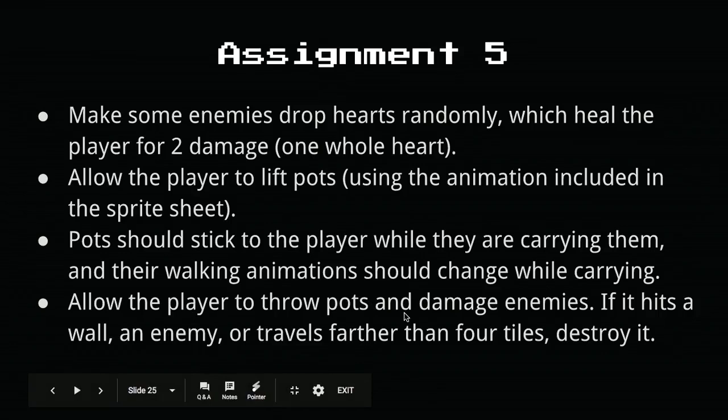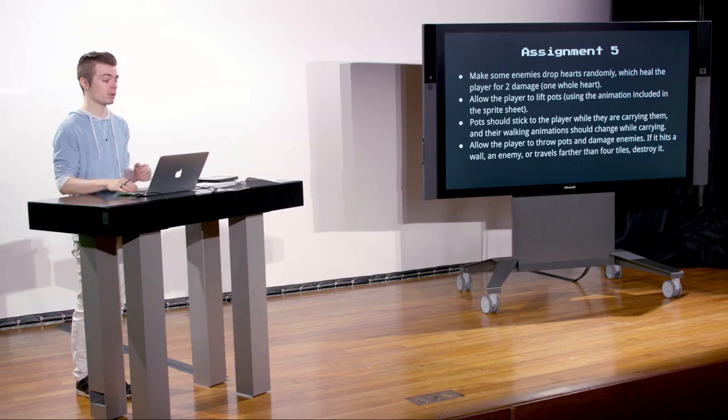If it hits an enemy, it should damage the enemy by 1, just like we've seen already. And if it travels farther than 4 tiles, in addition to also hitting one of the walls, then destroy it too. So those are the main components for assignment 5. And the ways in which you achieve most of it are fairly flexible.